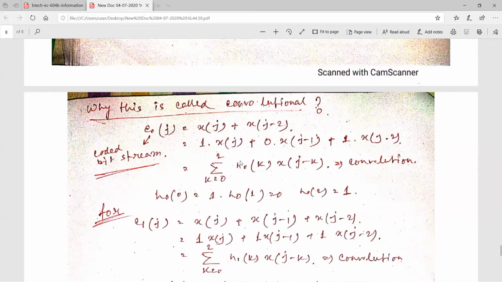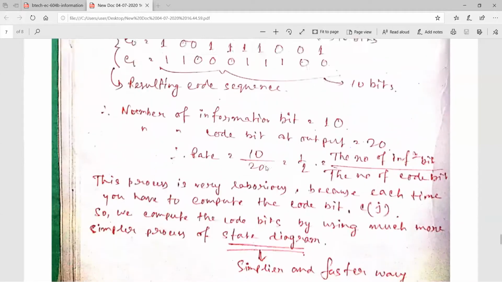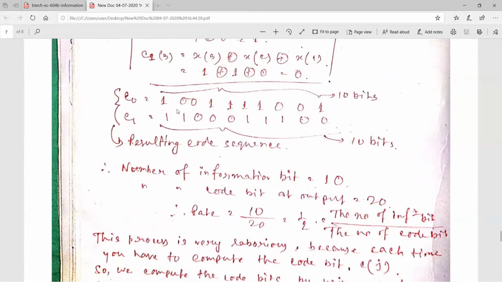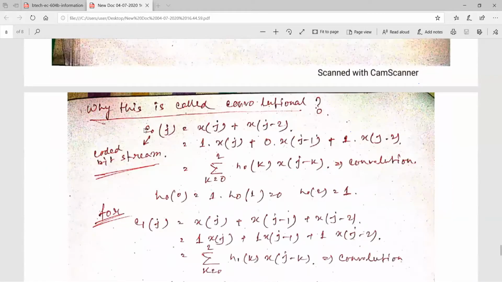So here you just have to follow. You don't have to remember this proof, but this is for your knowledge only. Why is this called convolutional? Okay, convolutional coding. So C0j means the code bit stream. As we have seen, this is the code bit stream for code bit 0, generated from the previous, and this bit stream is for code bit 1. So C0j, for the j instant, equals xj plus x of j minus 2.